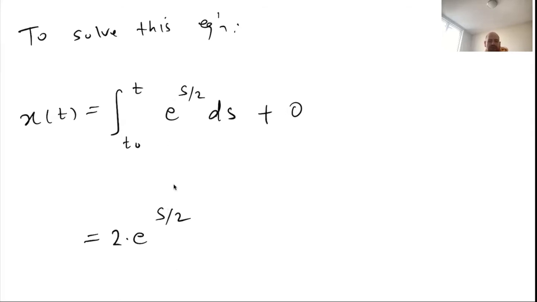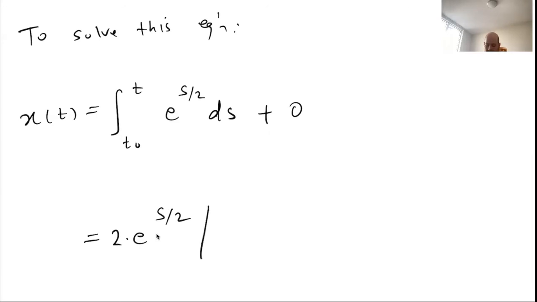I need an antiderivative here, right? This is an antiderivative of this function, because when you differentiate it, the derivative of e to power s half is 1/2 e to power s half. But then if you multiply with 2, you get e to power s half.